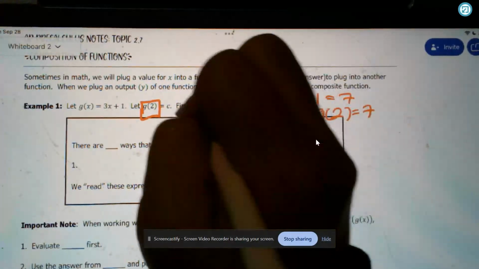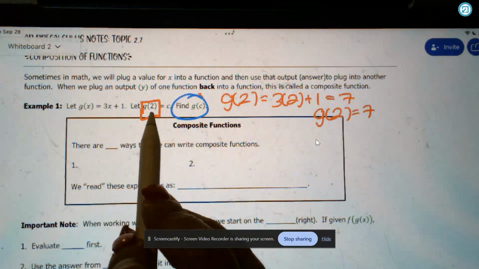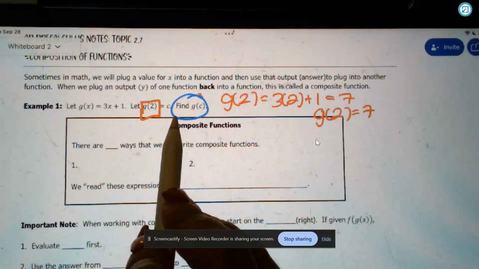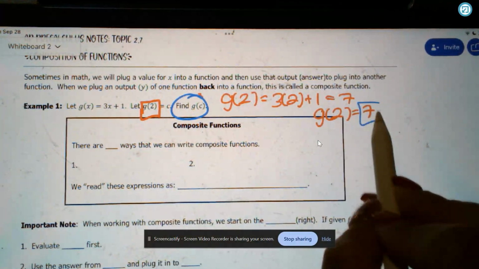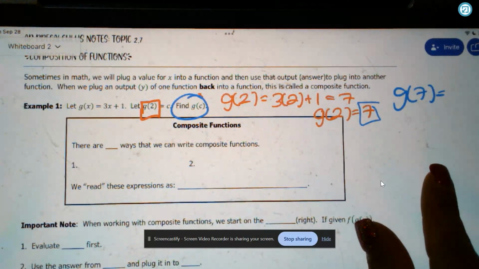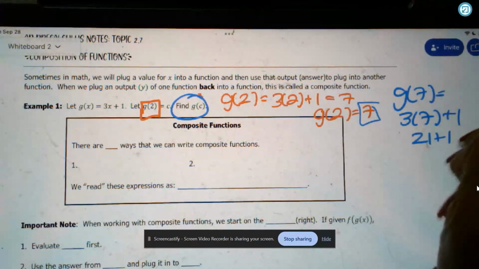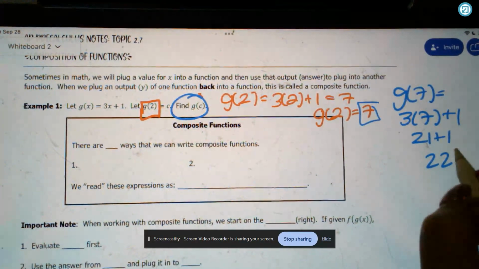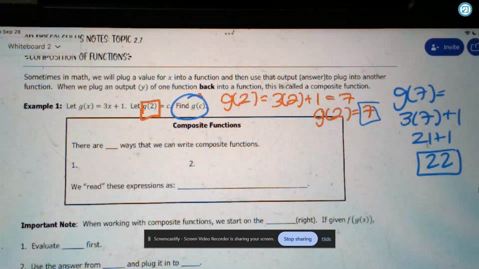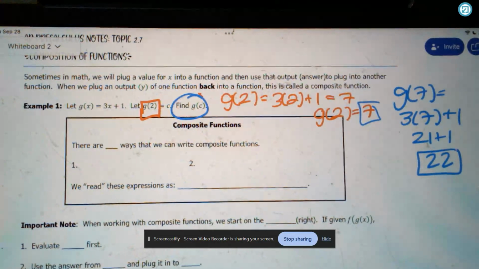Then it says find g of c. Well, we know g of 2 equals c. So basically, we're going to take the 7 and find g of 7. So that's going to give me 3 times 7 plus 1, which is 21, plus 1, which is 22. So our final answer to that question would have been 22. So we had to find the first one, and then we take the one we find and plug it in to find the second one.